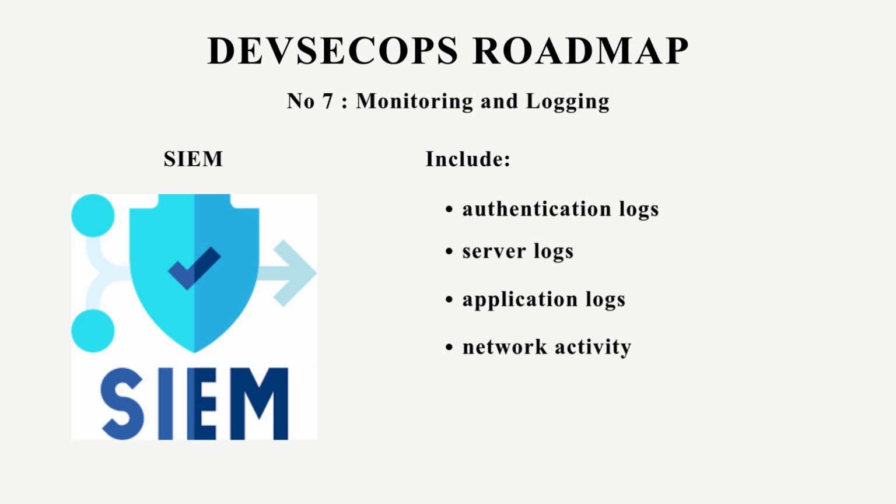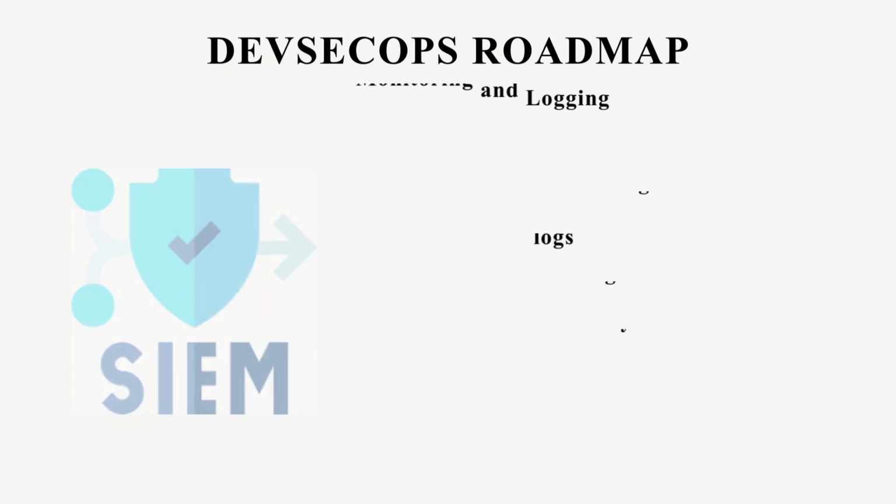Security teams analyze these logs to detect suspicious behavior. Alerts can be generated for things like failed login attempts, unusual network traffic, and unauthorized access. Log analysis helps organizations detect attacks early.